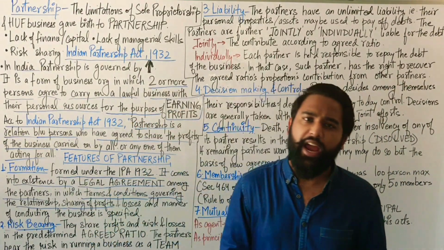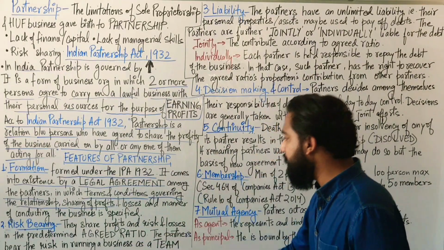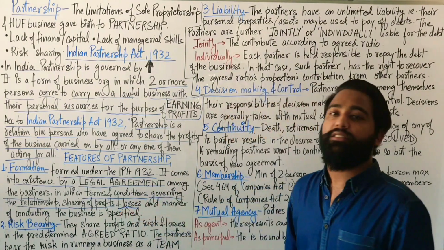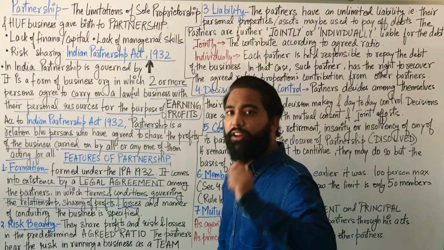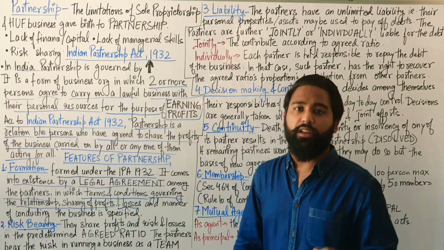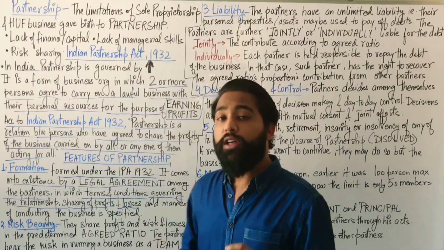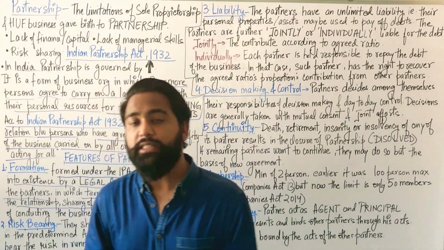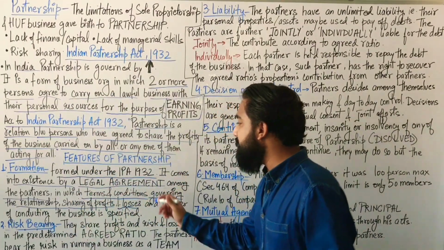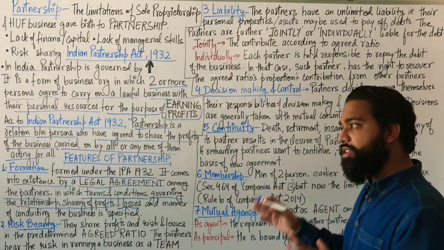Whatever ratio they have decided, they will mention that in that legal agreement. And also the losses. Not only profits, they will also mention the share of losses they will incur. Suppose they have suffered a loss of 1 crore. Now they have to bear that loss according to the mentioned ratio, whatever they have decided.